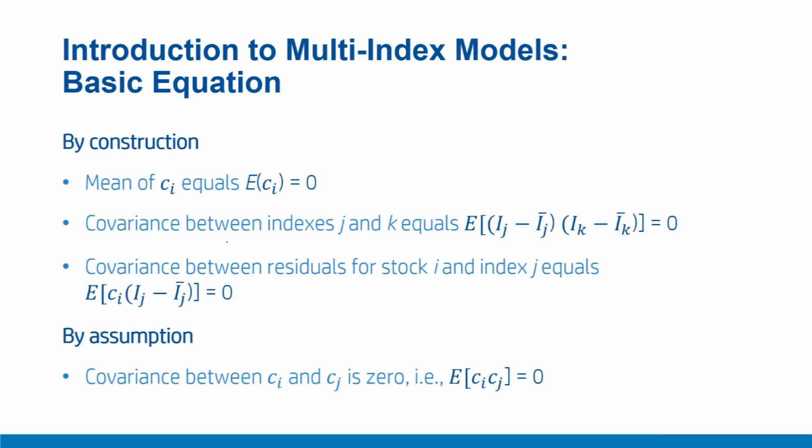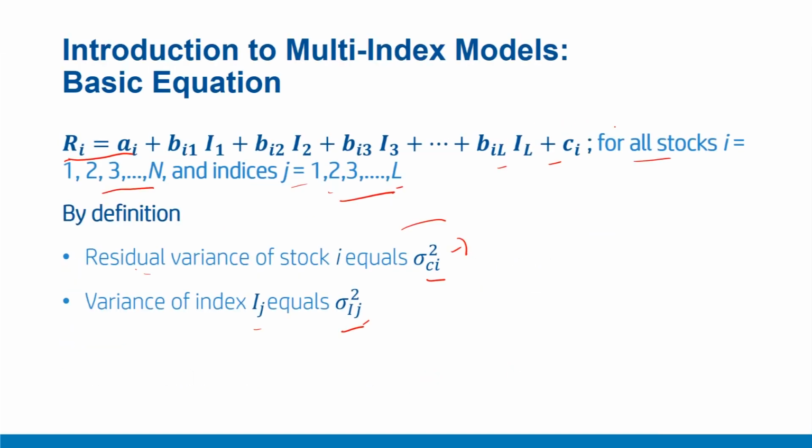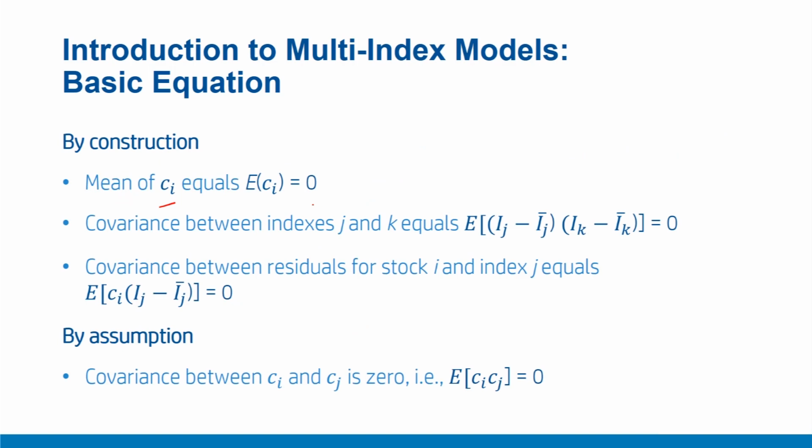Next, by construction, we say that the mean of Ci, the error term in the model, the residual, is 0 by construction. So a regression model, to a good extent in fact, ensures that this property holds. We also assume that the covariance between indices Ij and Ik is 0, which is the expectation of Ij minus Ij bar into Ik minus Ik bar. Remember, we discussed the orthogonalization procedure in the previous video, where we said that the indices are so constructed that they do not have any correlation with each other.